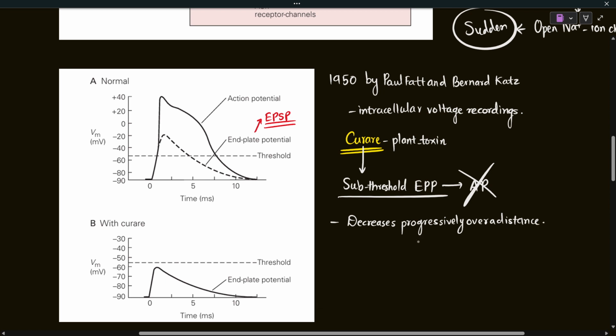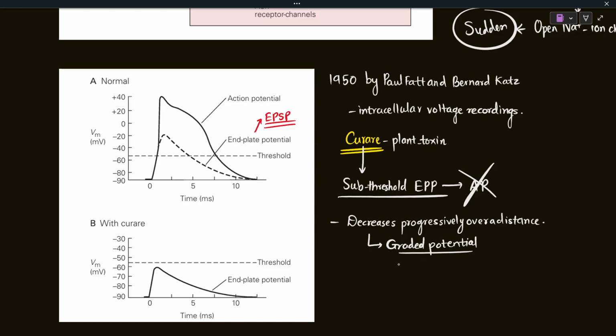Okay, so this also points out that it is a graded potential, because only graded potential shows decremental conduction, while action potential shows either continuous conduction or solitary conduction. So this again confirms the point that it is the graded potential.